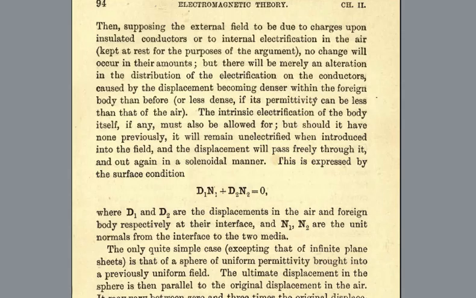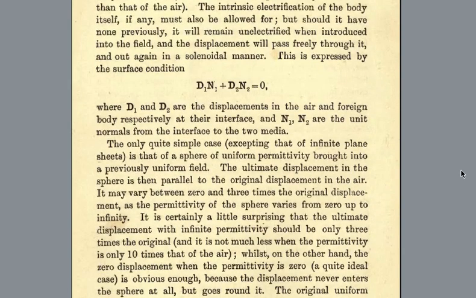The intrinsic electrification of the body itself, if any, must also be allowed for, but should it have none previously, it will remain unelectrified when introduced into the field, and the displacement will pass freely through it and out again in a solenoidal manner. This is expressed by the surface condition d1n1 plus d2n2 equals 0, where d1 and d2 are the displacements in the air and foreign body respectively at their interface, and n1, n2 are the unit normals from the interface to the two media.